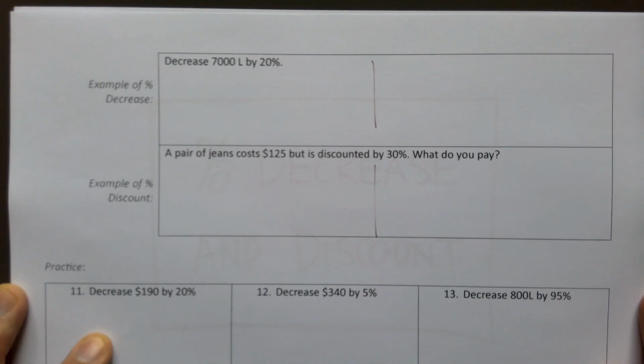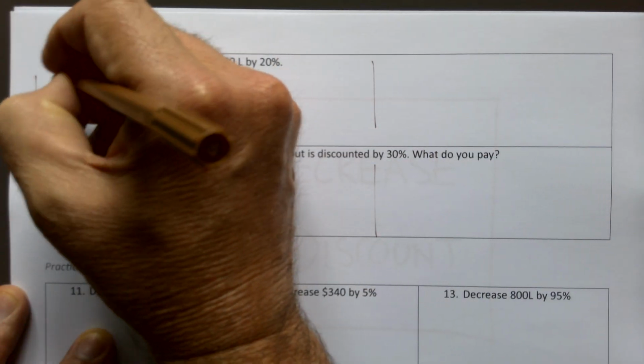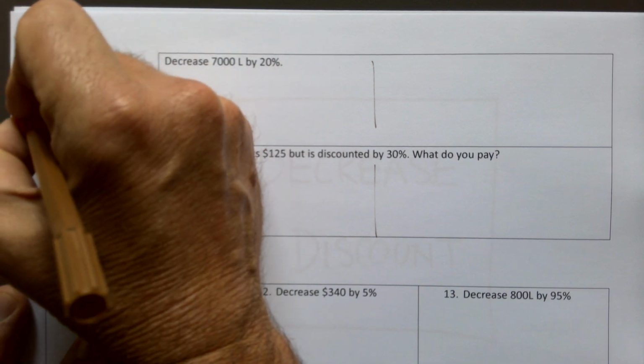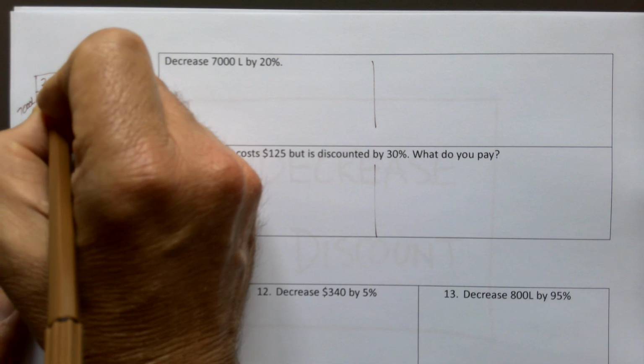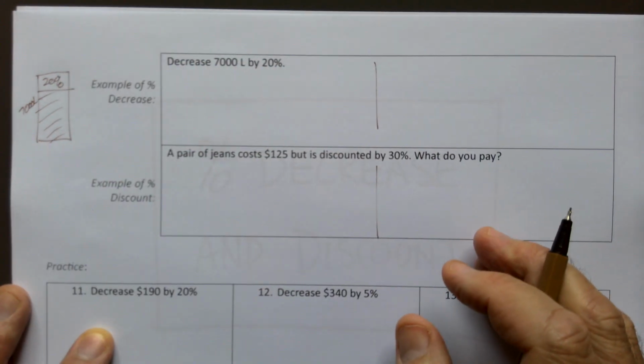So I'm decreasing something by percentage. I'm going to decrease 7,000 litres by 20%. Now, if I'm decreasing it, my answer has got to be less than 7,000. I'm dropping that. So maybe this is a fuel tank or a water tank. Maybe it holds 7,000 litres and then I've used 20%. So that's what's left. I'm dropping it by 20%.